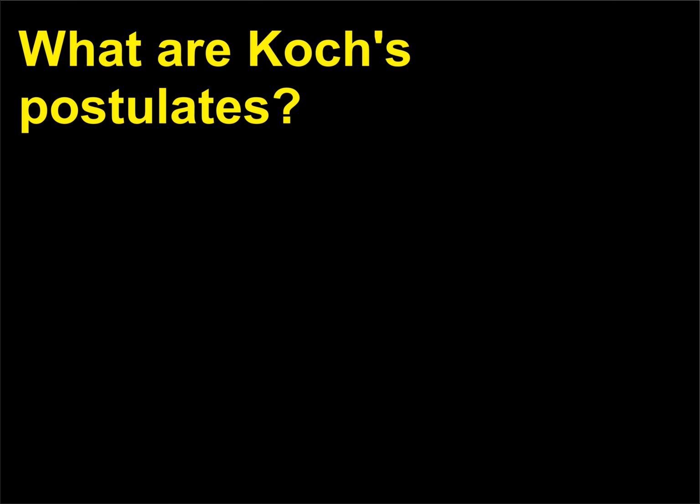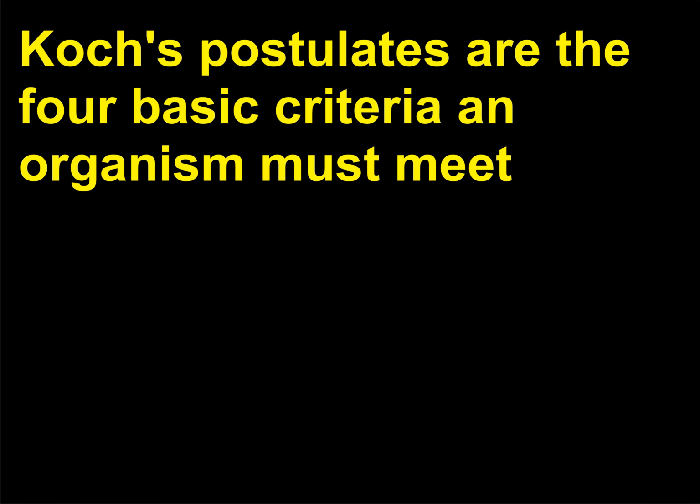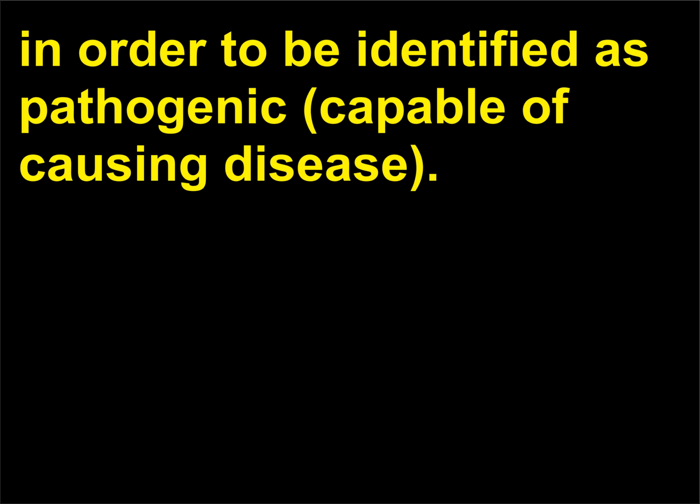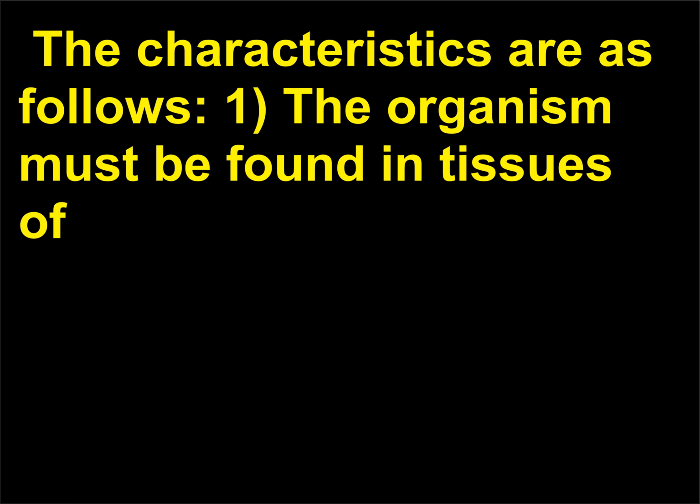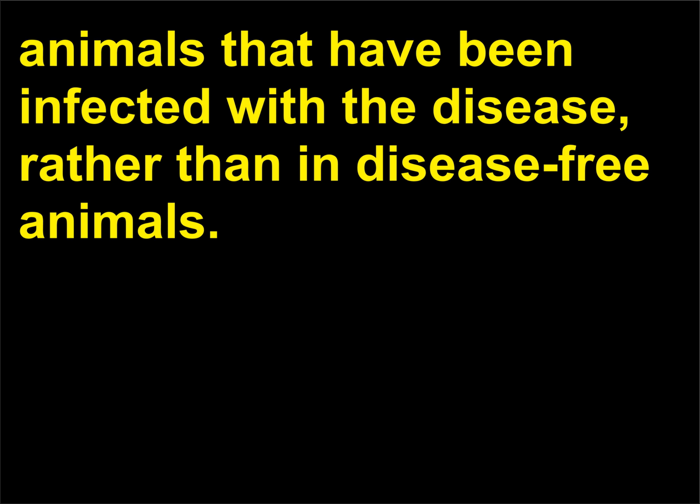What are Koch's postulates? Koch's postulates are the four basic criteria an organism must meet in order to be identified as pathogenic, capable of causing disease. The characteristics are as follows: 1. The organism must be found in tissues of animals that have been infected with the disease, rather than in disease-free animals.